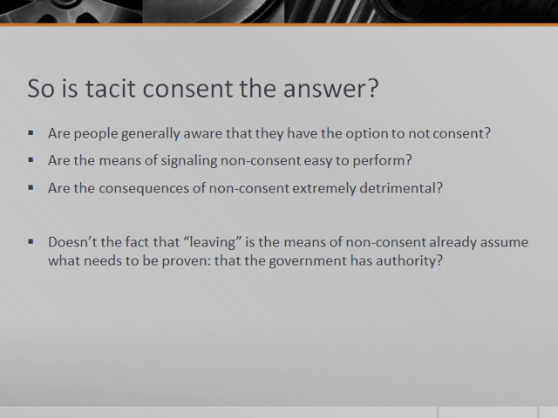Finally, one thing to think about is that even the option of leaving already seems to assume what needs to be proven. That is to say, that the government has authority. So think about it this way. It seems that by forcing you to either consent or leave your friends, your family, your job, and everything you know, the government, by being able to make you make that choice, is already assuming that it has authority to make you make that choice. And yet it's its authority to make you make that choice that needs to be justified. And so, in some sense, putting you to the question of consent already presumes that it has the right to do so.